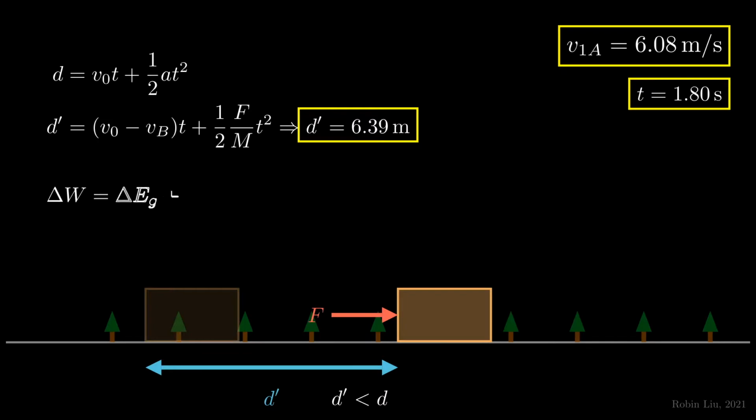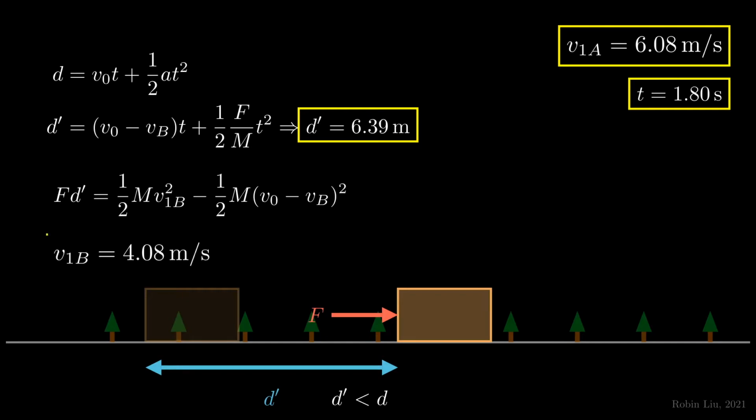We can then use the energy equation again, remembering to use d prime instead of d, and the adjusted initial velocity. Solving that equation gives us a final velocity in frame B's perspective of 4.08 meters per second. This is exactly 2 meters per second slower than what we found in frame A, which makes sense because that's the speed at which frame B is moving.